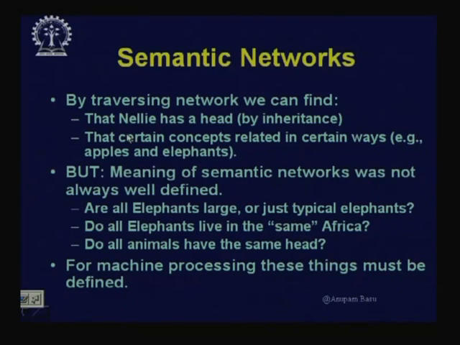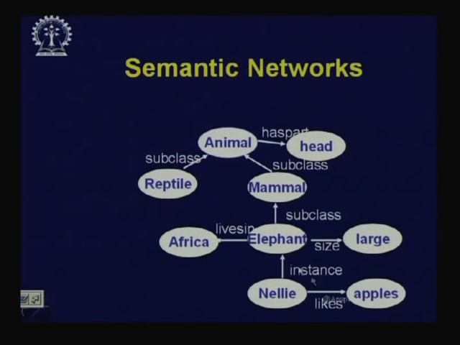Also, we can find that certain concepts are related in certain ways, like apples and elephants. How are they related? Nelly likes apples, but it really does not say whether all elephants like apples. So, as we go up, it is a generalization. As we go down the hierarchy, there is a specialization. Although Nelly is an instance of elephant, a particular elephant, and Nelly likes apple, that does not mean that all other elephants will like apple. All right.